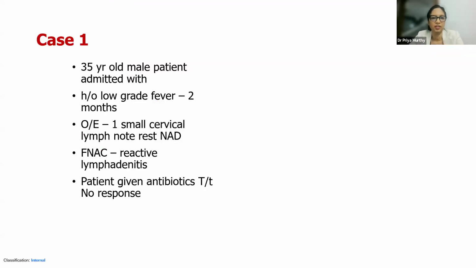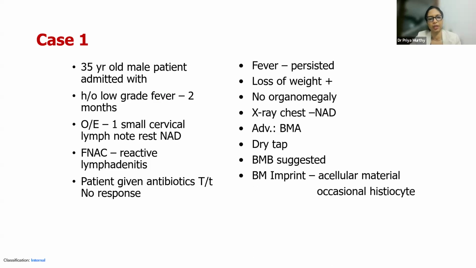Let's begin with a case study of a 35-year-old male patient admitted with low-grade fever of 2 months. Except one small cervical lymph node, there was nothing else contributory. FNAC showed a reactive lymphadenitis. Patient was given antibiotics and showed no response. Fever persisted. There was loss of weight, no organomegaly. X-ray of the chest was non-contributory, and a bone marrow aspirate was advised.